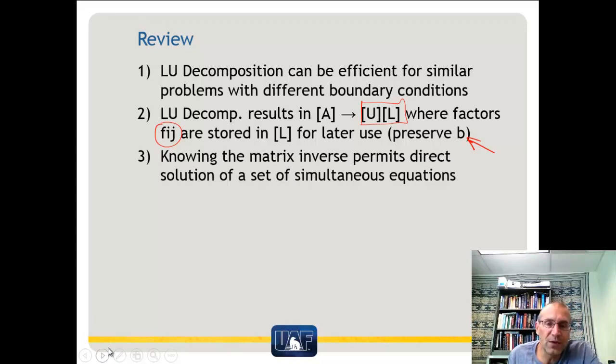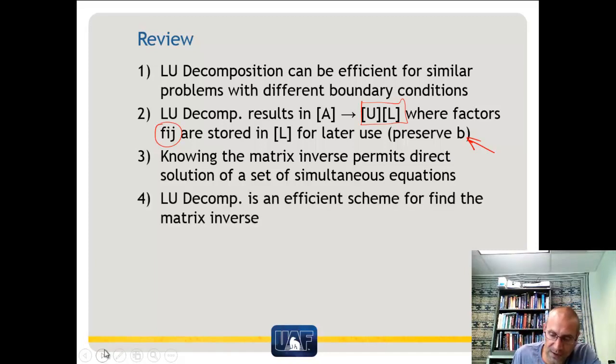If we know the matrix inverse, that permits direct solution of a set of simultaneous equations. We don't have to do Gauss elimination again and again and again; we'll do it once. And then we saw that LU decomposition is an efficient scheme for finding that matrix inverse, because in order to find the matrix inverse, all we're doing is changing the B vector on the right-hand side.